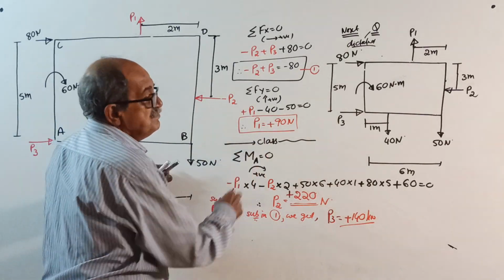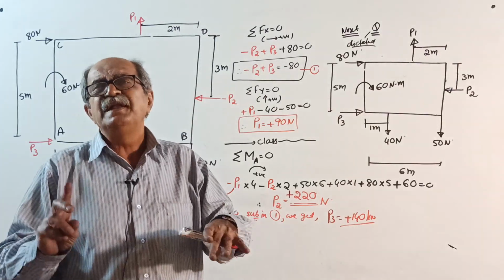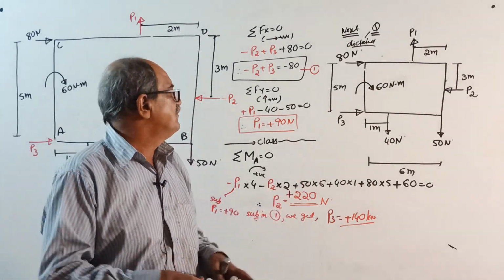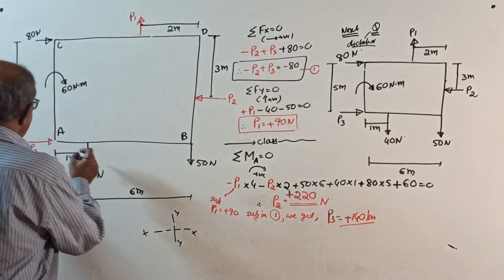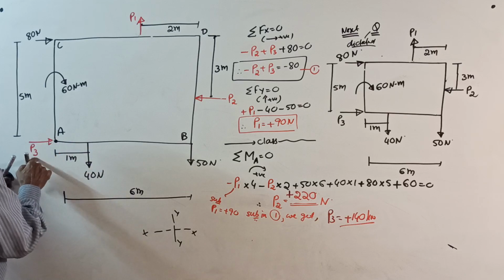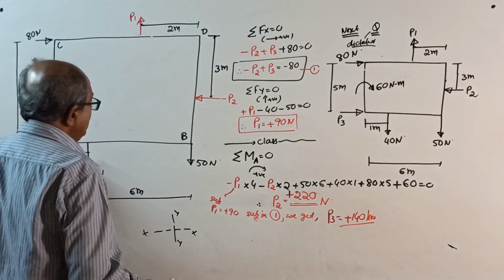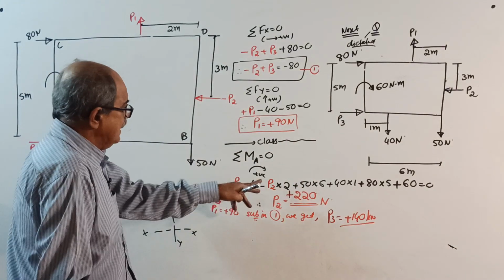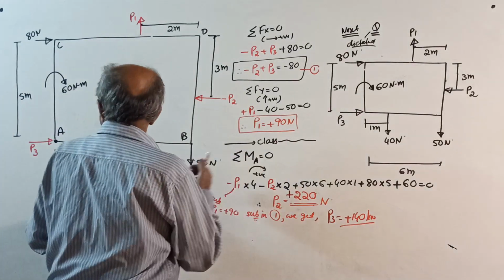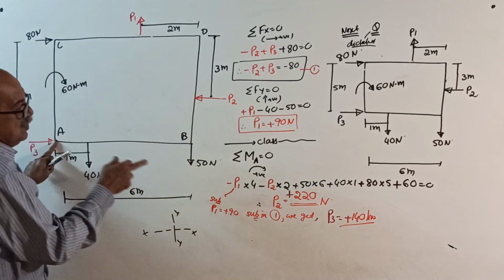Now, class, last condition, sigma M equal to 0. Take moment about any point of your choice. I will take moment about A. The advantage is that if I take moment about A, the moment of P3 equals 0. Anyway, you can take moment about any point. I will take about A. You write here, algebraic sum of moment about A equal to 0. Start: P3 into 0.